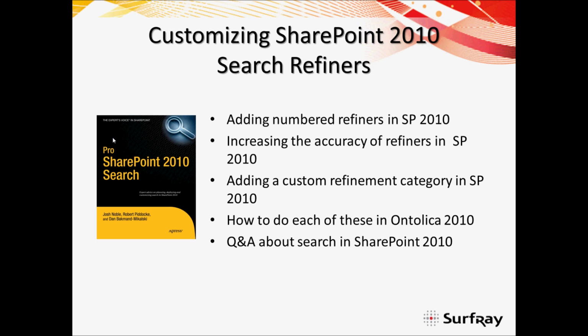Today I'll be showing you three customizations in SharePoint 2010's refinement panel. First we'll look at how to add numbered refiners to the refiner panel. Then we'll look at how to change the accuracy of the refinement panel by increasing the accuracy index. And finally, we'll look into how to add a new custom refinement category to the refinement panel.